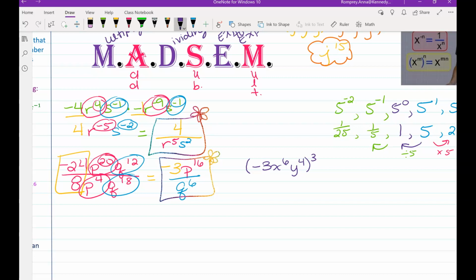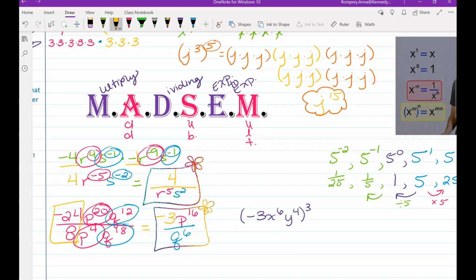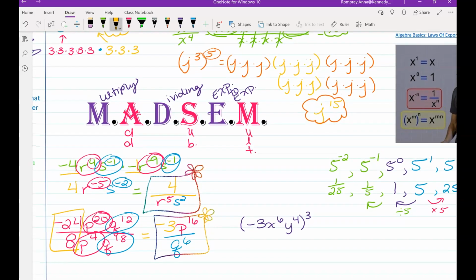Or I can just take that cube and apply it to all of the pieces of the term that are in there. So I'm going to look at this and say, okay, what's negative 3 cubed? I'm starting with my coefficient like usual. So negative 3 cubed, negative 3 times 3.